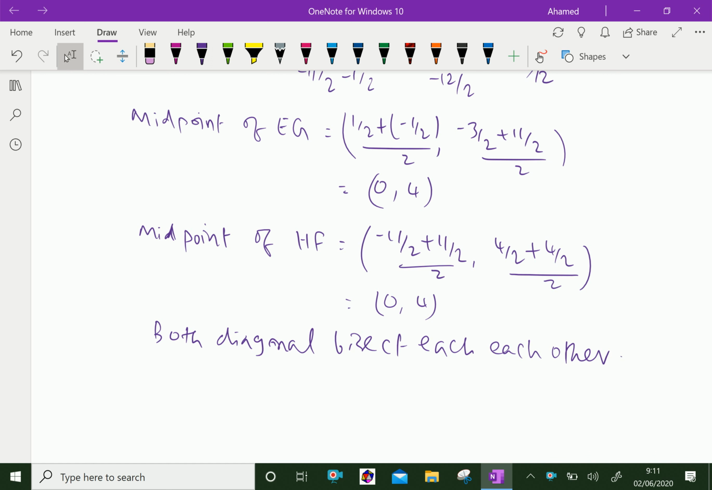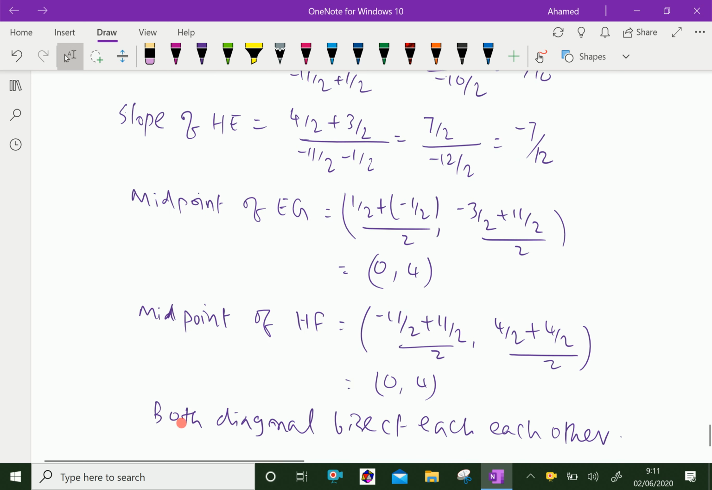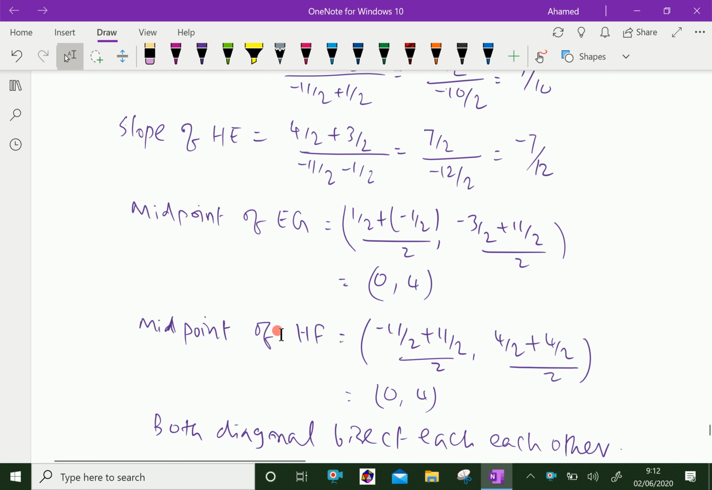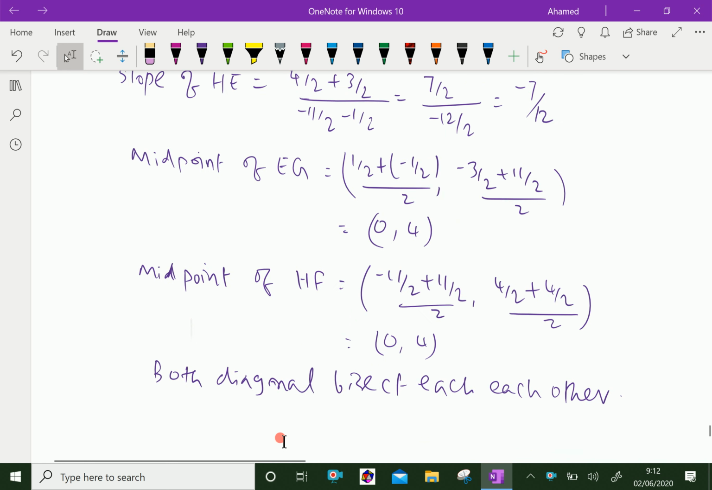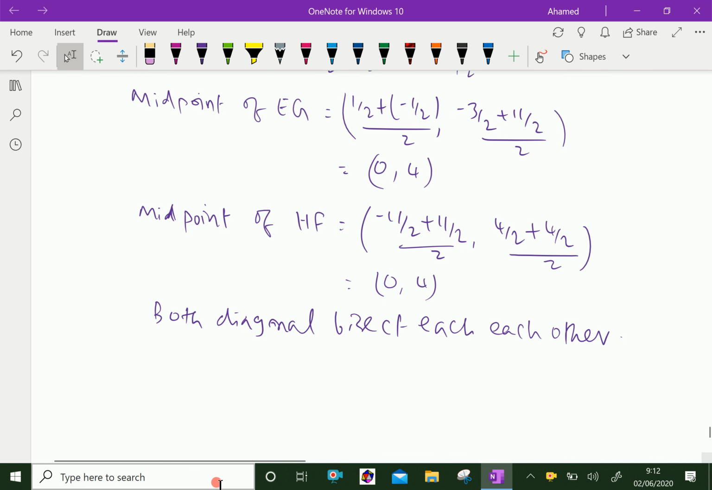Therefore, from these results, the opposite side slopes are equal, as well as both diagonals bisect each other. Therefore, the quadrilateral EFGH formed by joining the midpoints of the sides is a parallelogram.